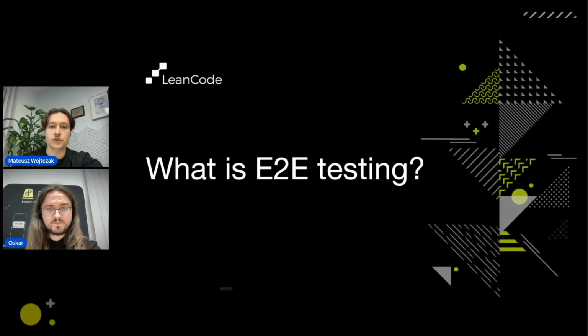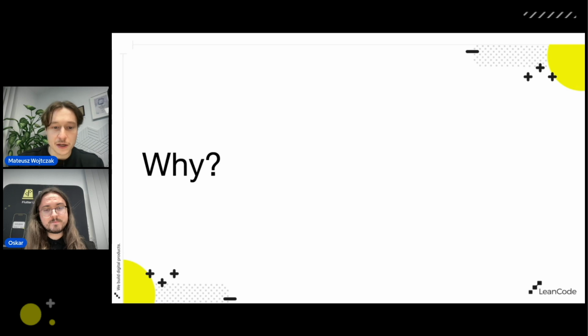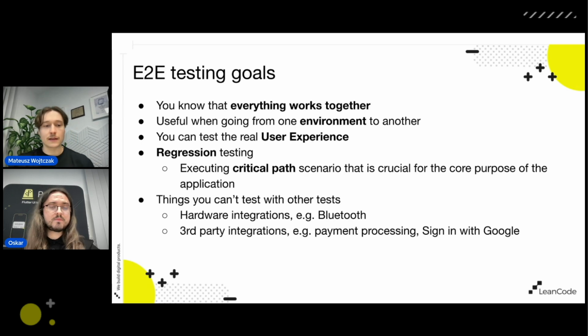So to start with, what's end-to-end testing? End-to-end testing refers to a comprehensive validation method that tests an application's workflow from start to finish. It verifies that each component functions correctly within the entire system in real-world scenarios, ensuring the software behaves as intended from the user's perspective. This is the definition that I took from BrowserStack, and it's quite precise because why would we do that?